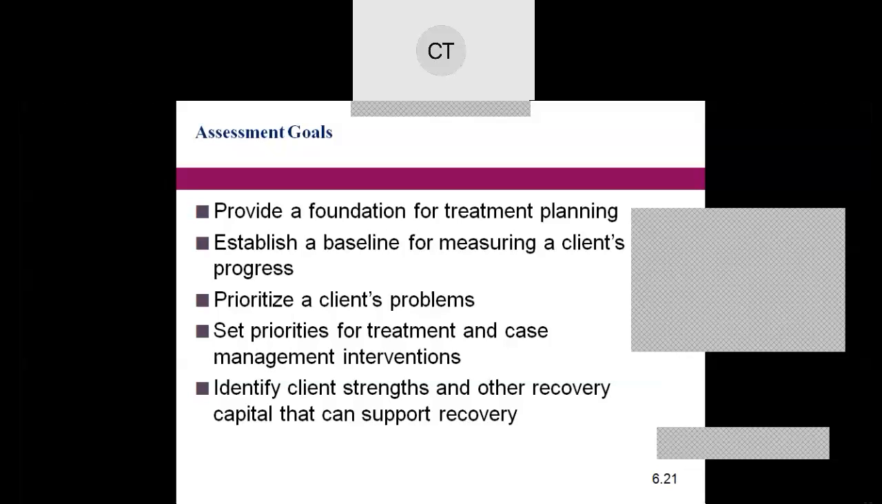Can someone say? We just learned it in our previous modules. Can someone say what the types of recovery capital are? Hello? Pardon? The types of recovery capital. Hello? I can't hear you. What are the recovery capitals? Types of recovery capital. Yeah, please tell.